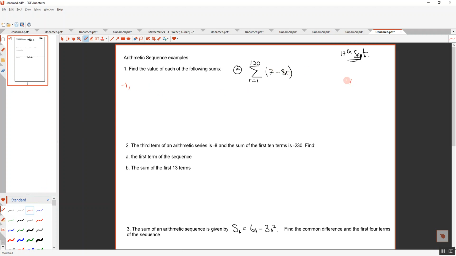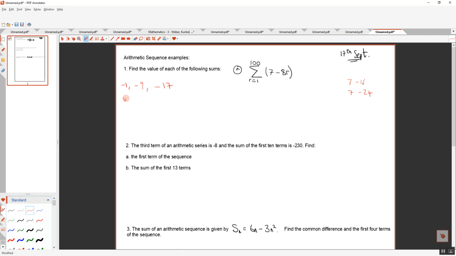So that's 7 minus 16, which is negative 9. Correct? Yeah. When I sub in 3, I get 7 minus 3 times 8, that's 24. 7 minus 24 is negative 17.